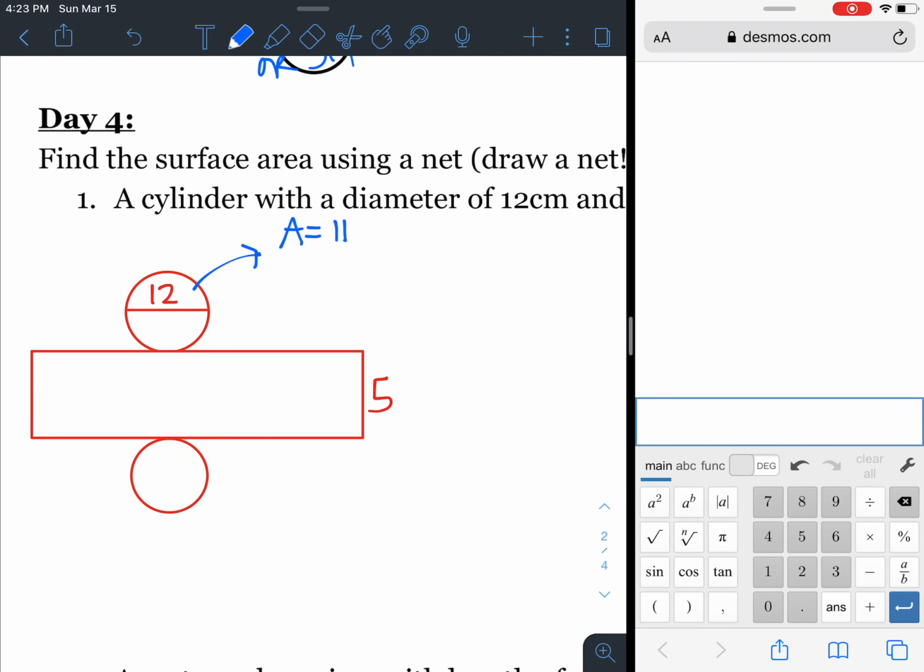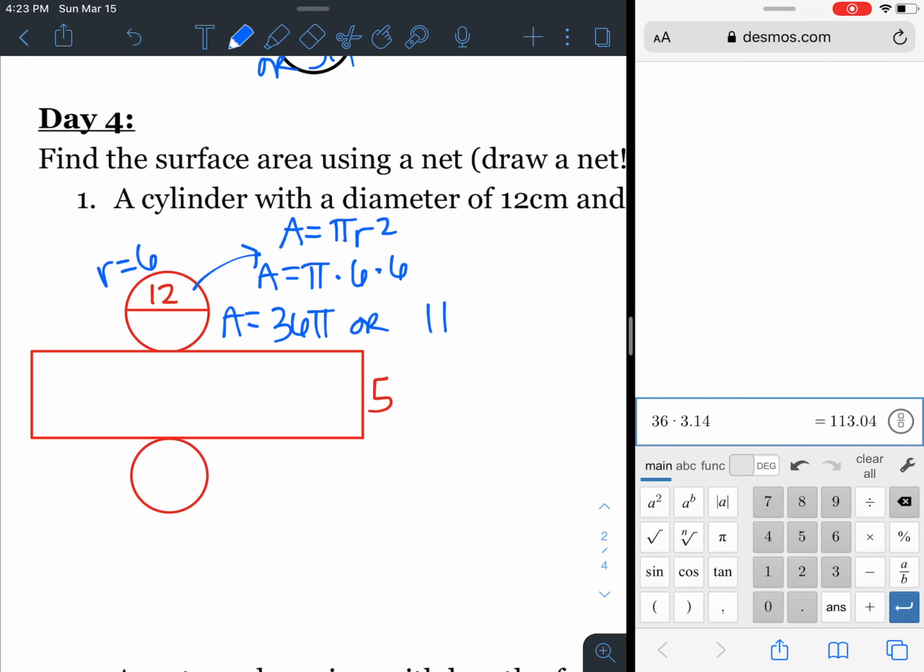First, let's find the area of the circles. So area equals pi r squared. Pi times the radius, which would be 6. All the way across is 12, so the radius is 6. So I can either have 6 times 6 is 36 pi, or 36 times 3.14, 113.04.